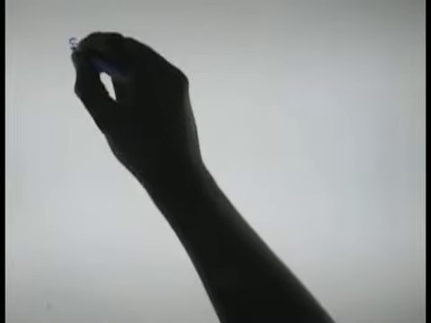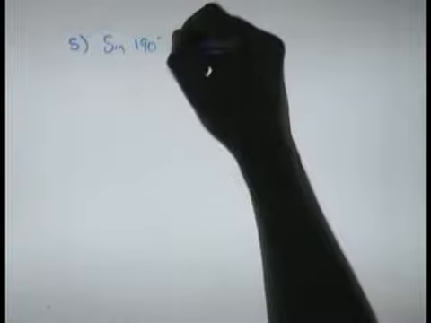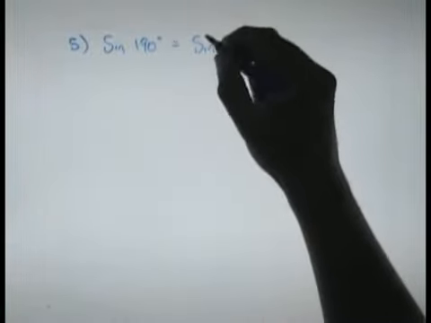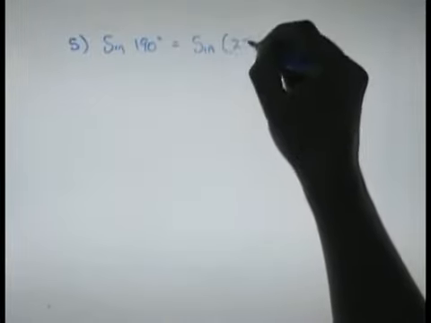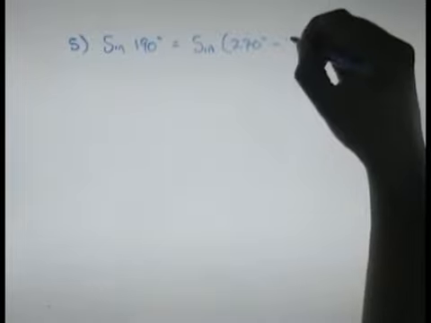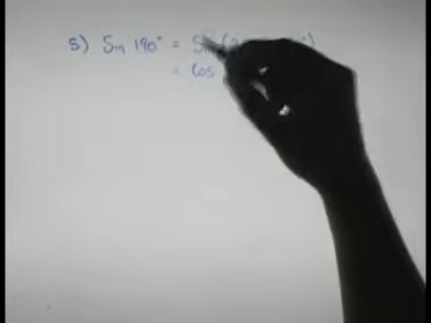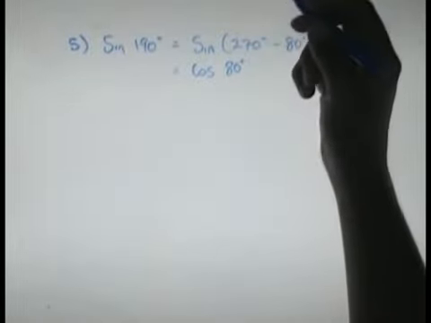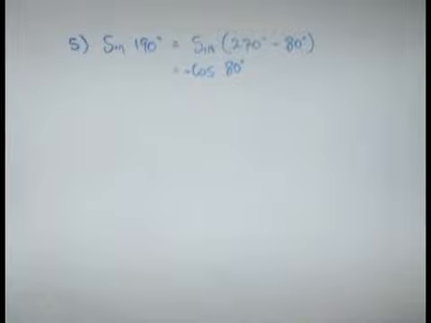Number 5. Sine of 190 degrees. Now sine of 190 falls in the third quadrant, so to do the y reduction we're going to have to say 270 degrees minus, and that's going to be 270 degrees minus 80, which is going to equal cos, because it's a y reduction, sine becomes cos of 80 degrees, except it's in quadrant 3, sine is negative in quadrant 3, which means that we will end up with an answer of negative cos 80.